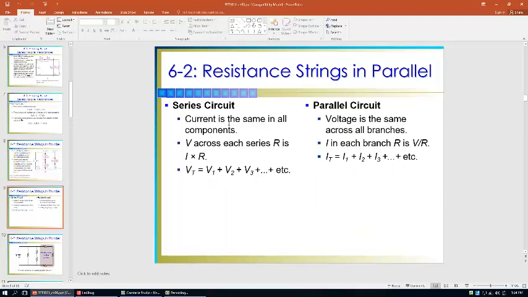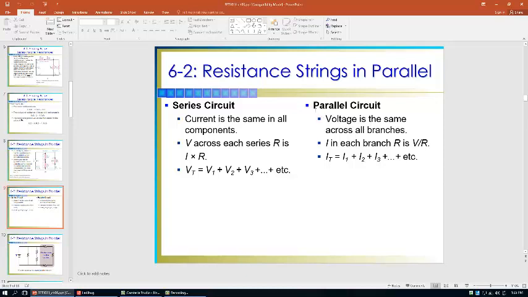Okay, so these are some of the characteristics of a series circuit. Remember, for series components in a circuit, the current will be the same for all components. The voltage across each one of the resistors in series is the current times the specific resistance, and the total voltage on the series circuit must equal the sum of all the voltages across all the components connected in series, of course. Now, when the connection is in parallel, there's some difference here.